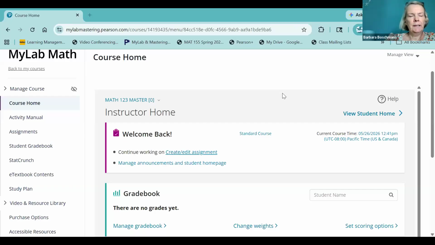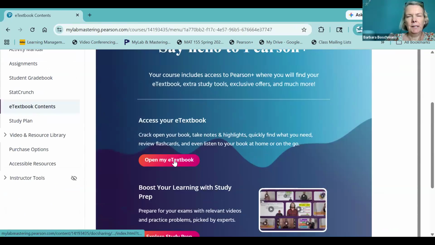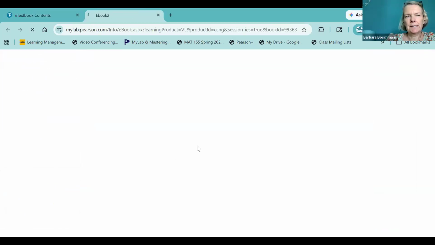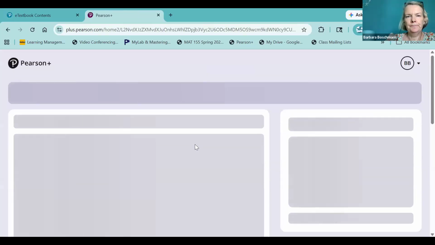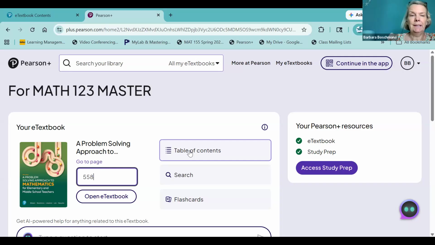In My Left Math, on the left-hand side, you will see the e-text. So you will go ahead and open your e-text. And I can go to a specific page, and I want to go to page 558. We can also go to table of contents, find chapter 9, and scroll through the sections.